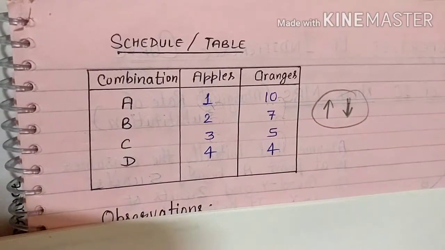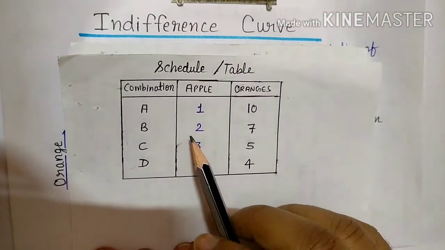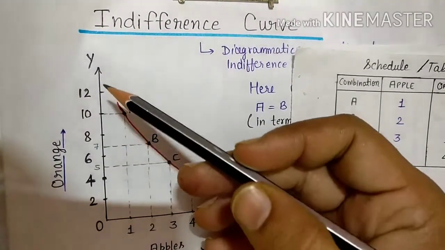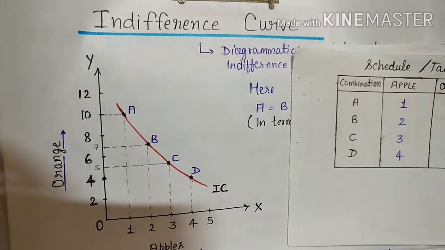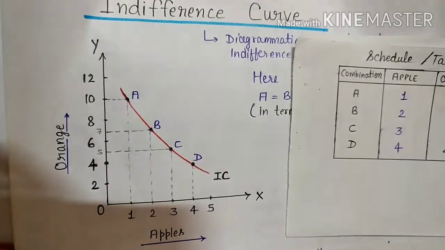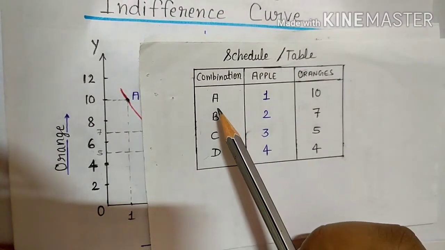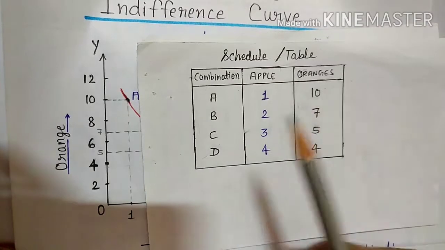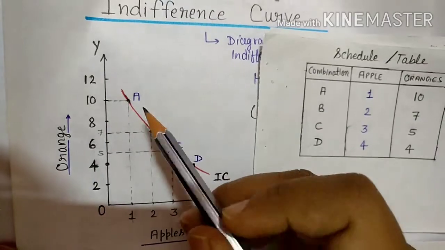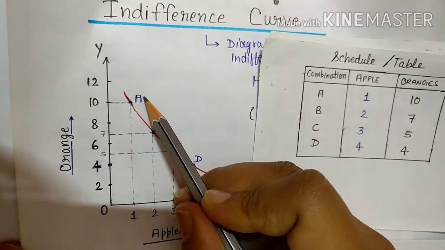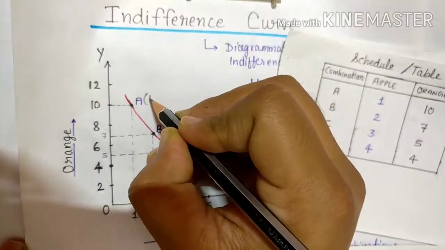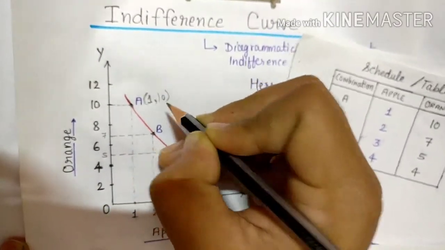Now it is clearer through the diagram. On the basis of this schedule, or table, we have drawn the indifference curve. As you can see, this is the y-axis and this is the x-axis. On the x-axis we have shown apples, and on the y-axis we have shown oranges. According to the schedule, at combination A we have 1 apple and 10 oranges. So we get this point A, which shows 1 apple and 10 oranges, 1 comma 10.